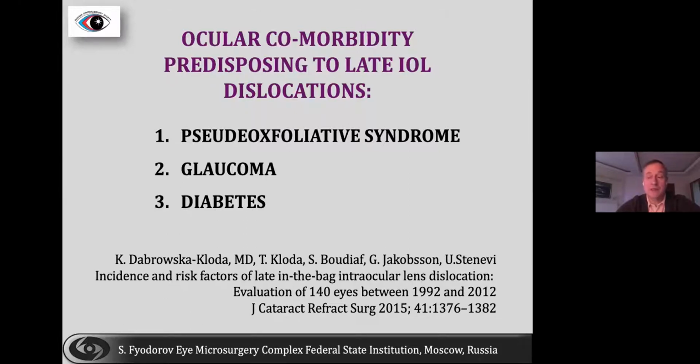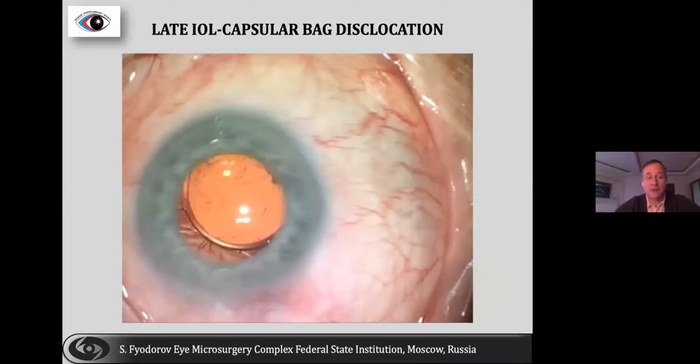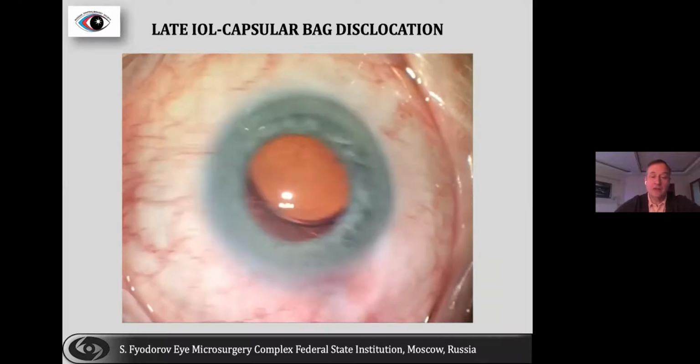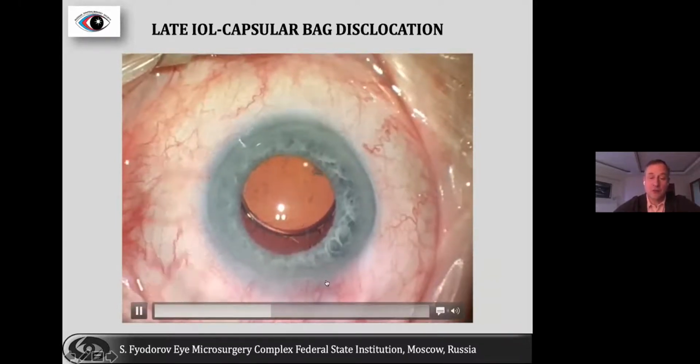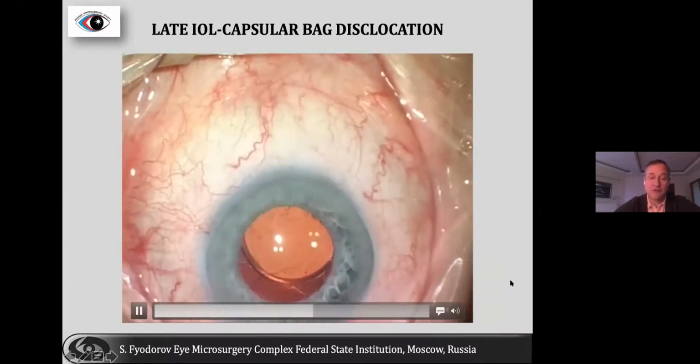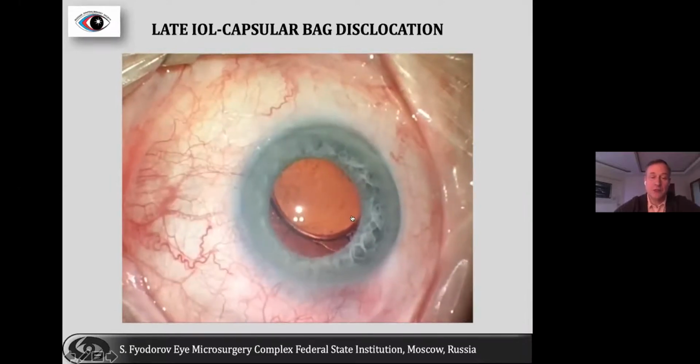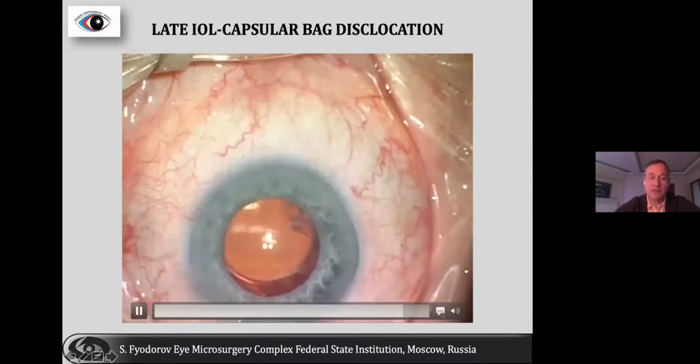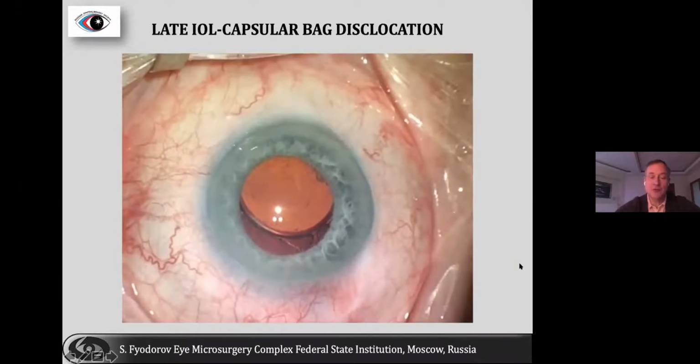And there are some publications that this IOL capsular bag complex dislocation might be a new epidemic for cataract surgeons, because we see more and more of these lenses that are dislocated. So this is a very typical case. We see that the patient was having glaucoma surgery. This is the site of the glaucoma procedure. And we see that the lens is well located inside the capsular bag. However, zonules are dissolved, and this bag is very unstable.